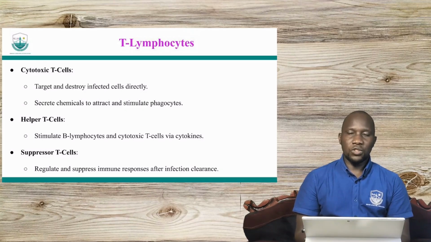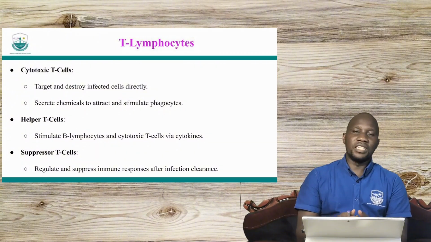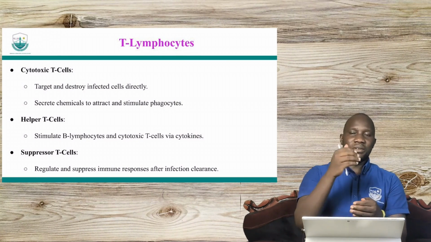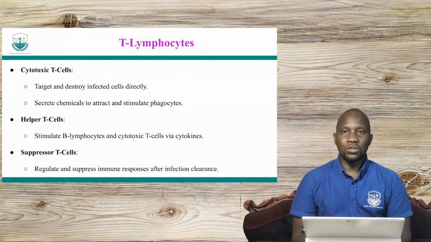Immune responses should be controlled. If you have the immune response overreacting, then you will have a problem. So the suppressor T cells help in making sure that they don't overreact, cool down. Okay, the enemy has gone. Don't continue attacking.